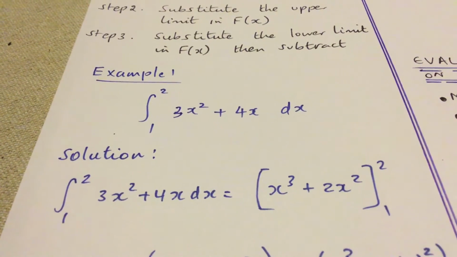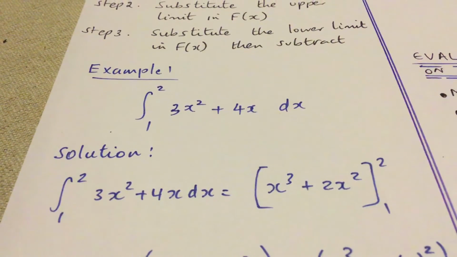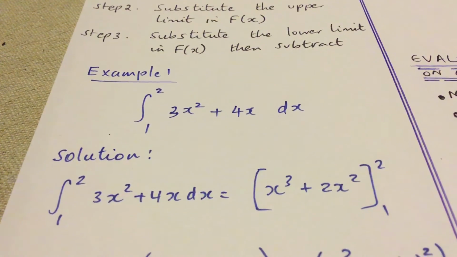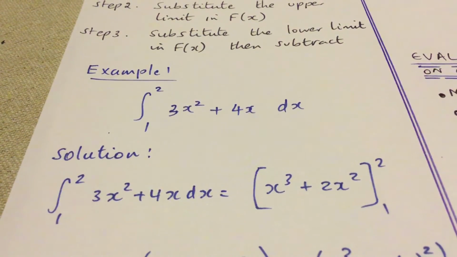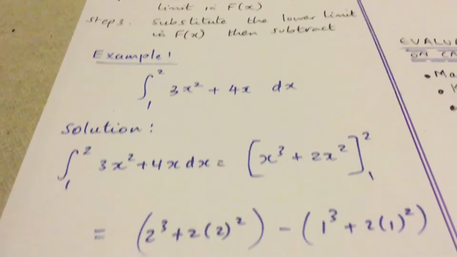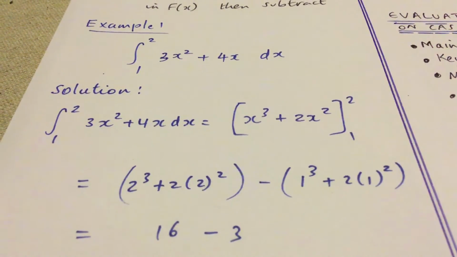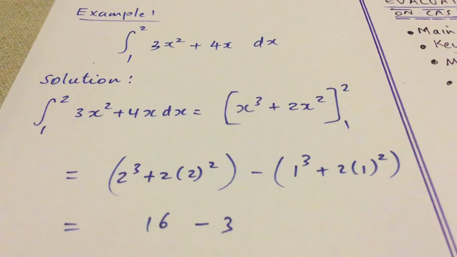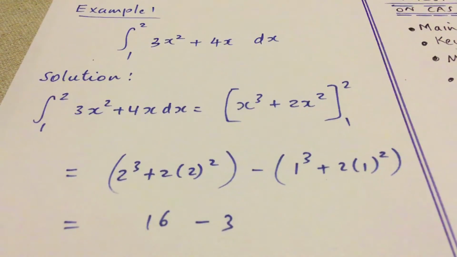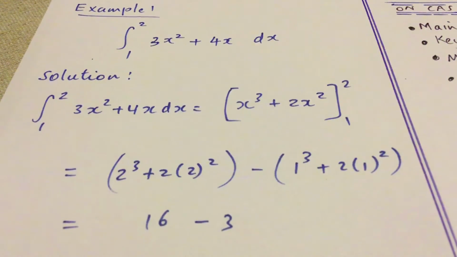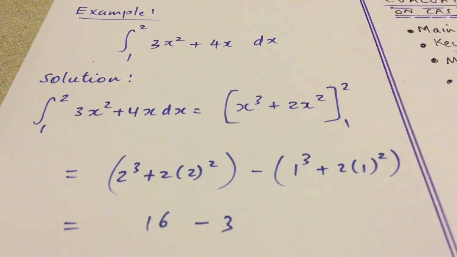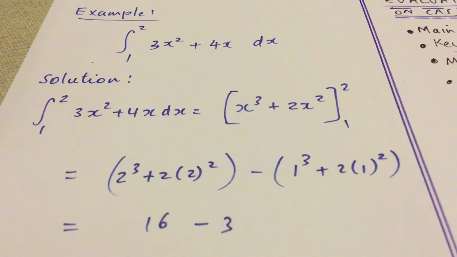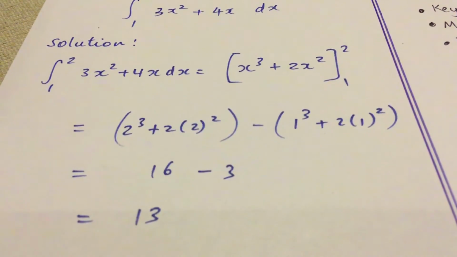plus 2x squared. And when you antiderivative for the first time, you put a square bracket and the limits on the right hand side of the square bracket. And then you substitute one by one in the square bracket. So you replace x by 2 inside the square bracket, and then you replace x by 1 inside the square bracket. And then evaluate, do some simple BIMDAS, adding, subtracting. So the first bracket will work out to be 16, and the second bracket will be 3. 16 take 3, the final answer is 13.